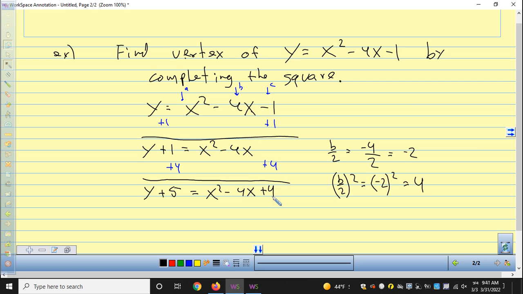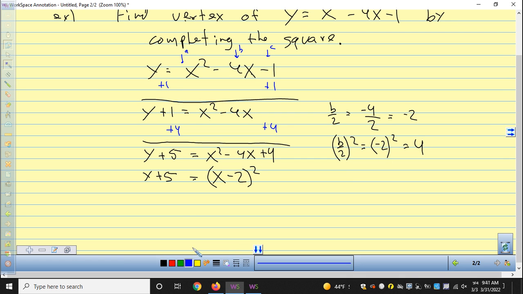Well, adding b divided by 2 squared makes this quadratic part a perfect square. So now I can factor this. So I have y plus 5 equals x plus whatever b over 2 is. So x plus negative 2, quantity squared. And now I want to get y by itself. So I subtract 5 from both sides. And I get y equals x minus 2 squared minus 5.